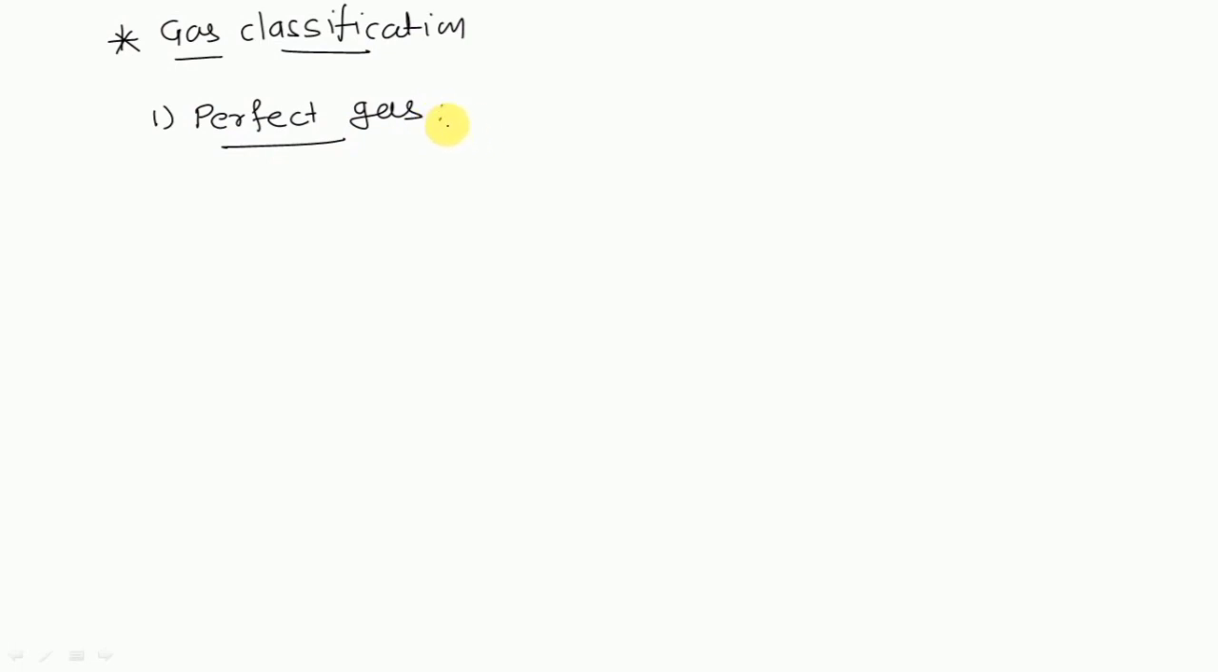So next, here is the classification of gas. How do we classify gas? Gas is mainly classified into three categories. The first one is the perfect gas. So what is the perfect gas? We consider perfect gases those gases which obey or follow the PV is equal to mRT relation.